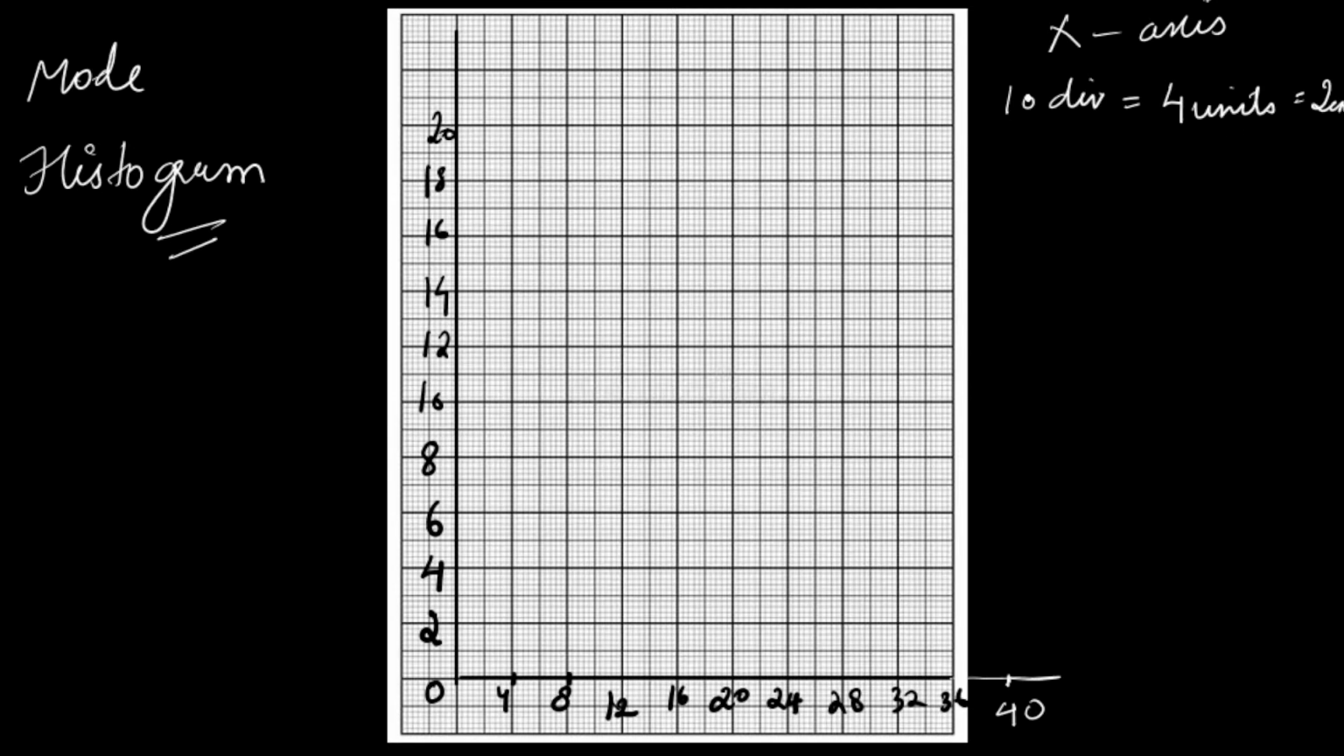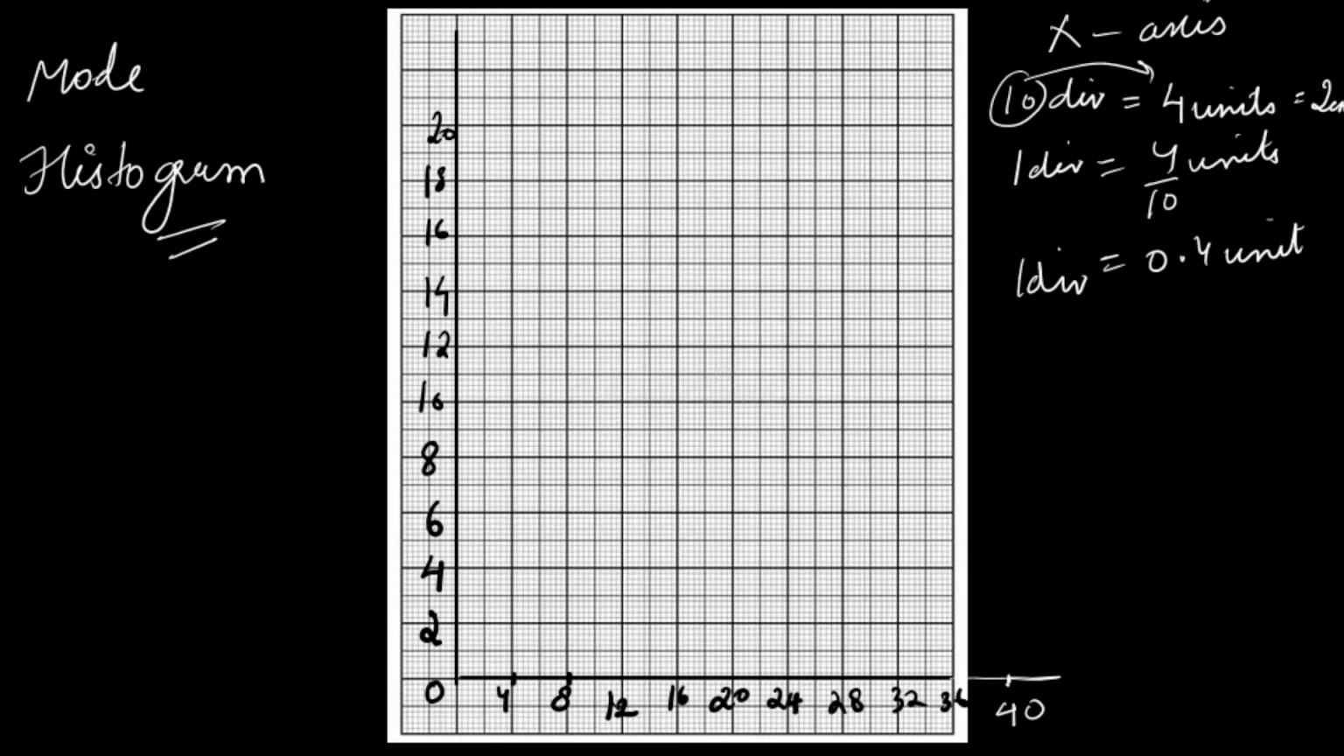You can write. Now 1 division is equals to, because you can say 0 to 4, 4 to 8, 8 to 12, it is 4 units. Now this 10 will shift to other side. So 4 by 10 units. So this is equals to 0.4 unit. 1 division is equals to 0.4 unit.